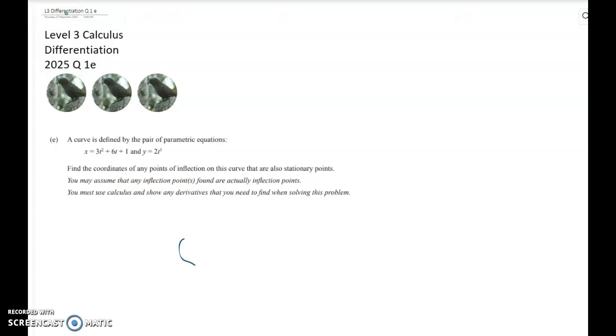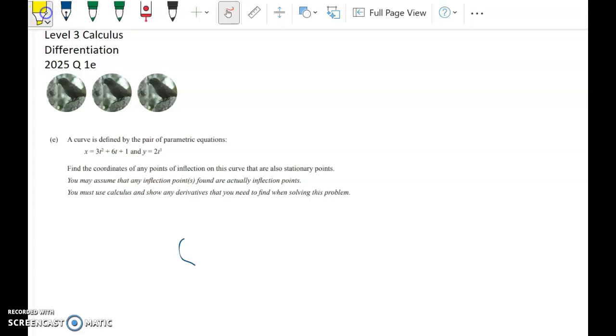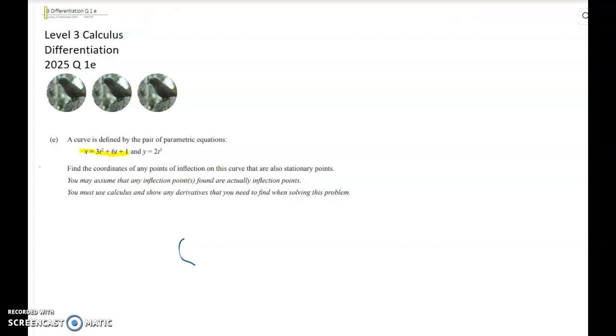Okay, so we've got a curve defined by these equations. X is a quadratic and y is just 2t cubed. And we have to first find the points of inflection on the curve, but we just want to find the points of inflection that are also stationary points. So we're going to find the points of inflection by setting the second derivative equal to 0, and then we're going to check to see if the first derivative is 0. And I've done a graph using GeoGebra, and I'll show you that at the very end of the video.